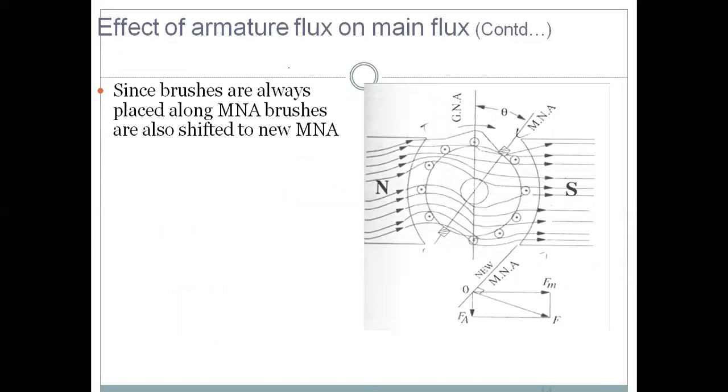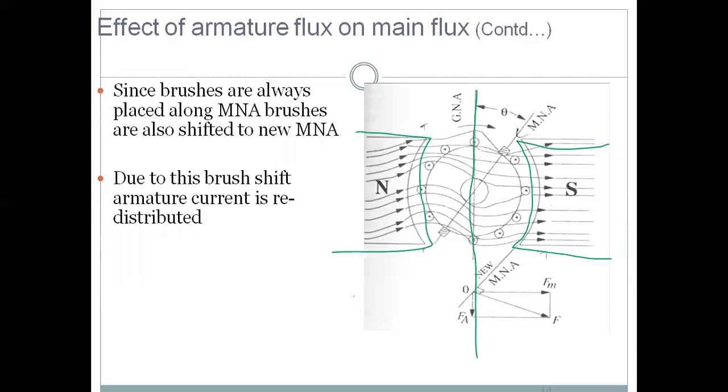Since brushes are always placed along the MNA axis, not on the GNA axis. You can see here, I explained already, the GNA is a physical axis. It never shifts. When this is a pole and this is a physical pole, it will never change. The axis between the adjacent poles will never change due to armature flux, armature reaction. Due to this brush shift, armature current is redistributed.